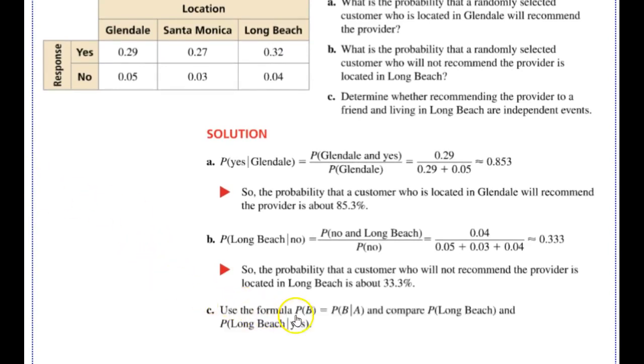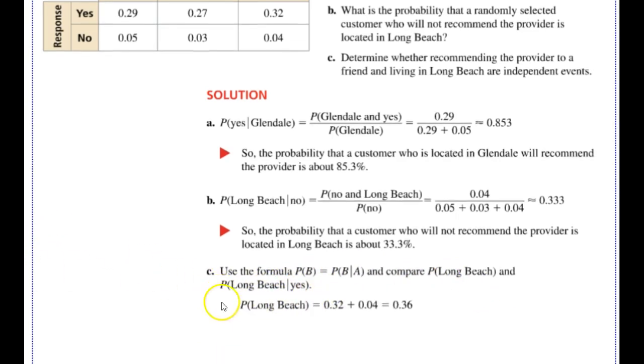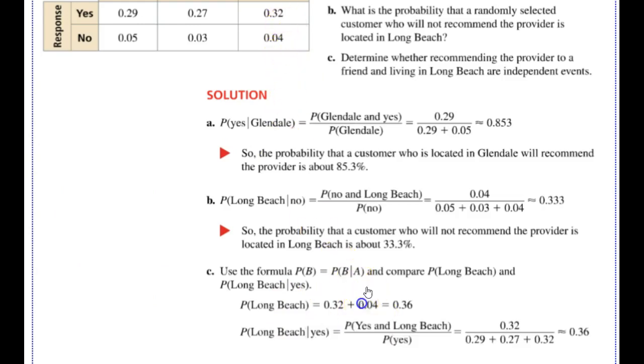So remember that I can compare things to determine if they're independent or dependent events. So here's my formula: the probability of B, which is the second thing, equals the probability of B given A. So then I'm comparing Long Beach, and then I'm comparing Long Beach and yes. So the probability that we're in Long Beach is 0.32 and 0.04. That's my total of Long Beach. So then I can look at Long Beach and yes.